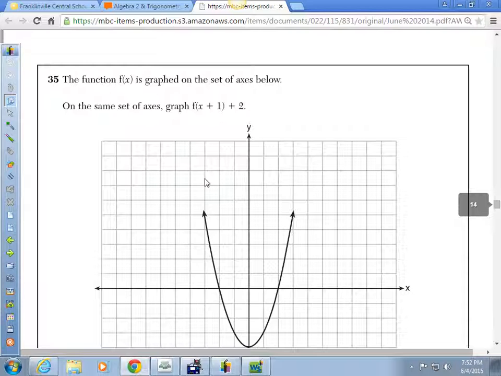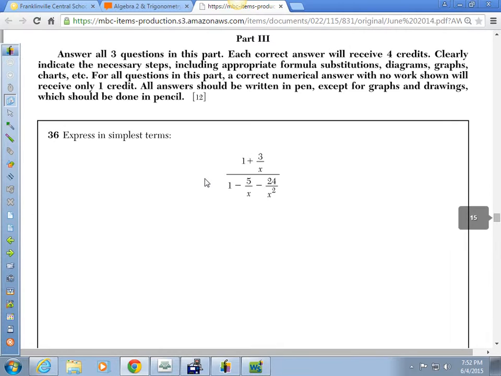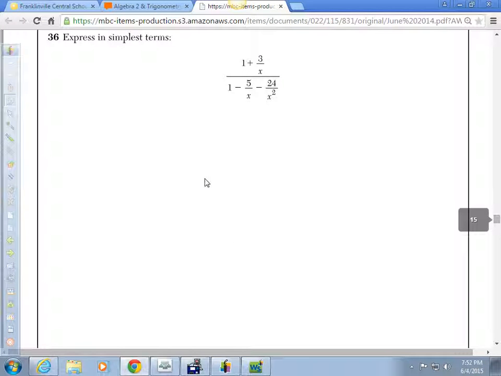We did do this one, right? Moved us to the left 1 and up 2. Yep. Did we look at this one? Good one to look at. What did we call this at the beginning of the year? Complex fraction, right? Because we had fractions within fractions.